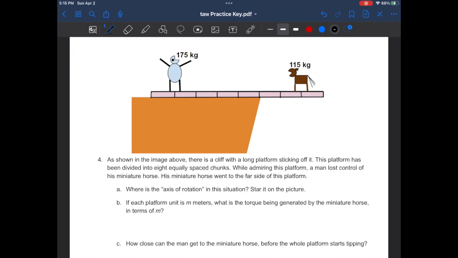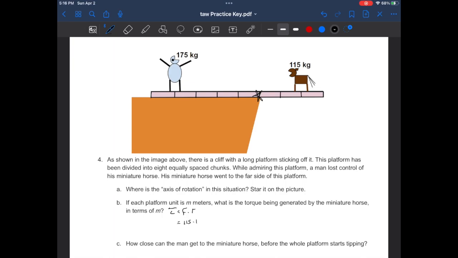All right, number 4. So we've got like a little dog or horse or something out on the ledge, and we've got a man that's kind of to the left, and it wants us to star where the pivot point is. So that's the last point of contact if it were to pitch over. Where's the axis of rotation? In each platform, each platform is unit m meters, so you can just kind of count them over and have m meters.